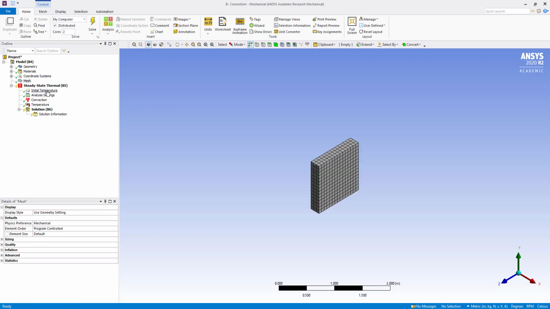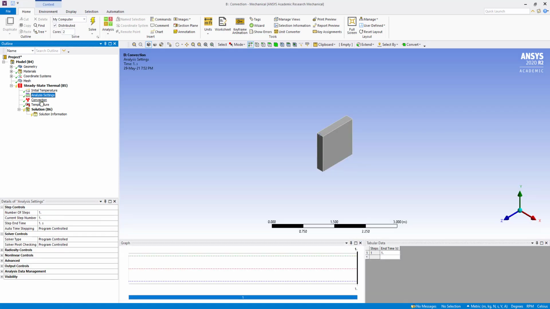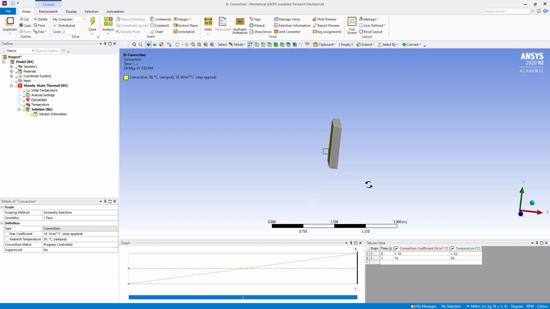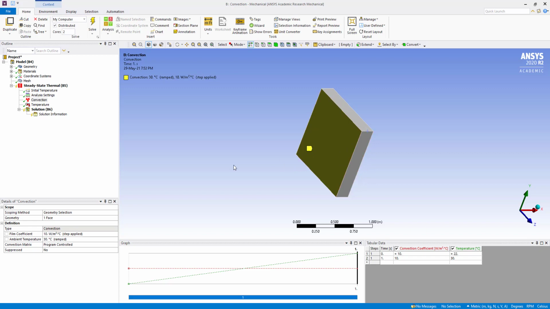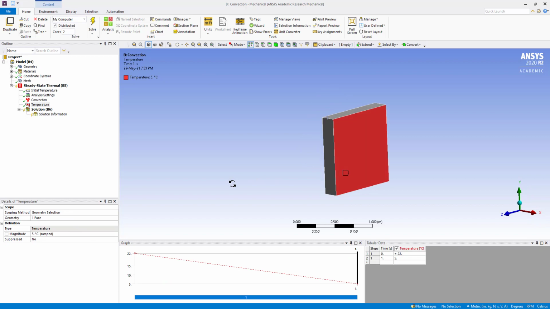Okay, now we can see here this convection. Convection is applied at this face. It has a film coefficient, that is H, 10 watt per meter square degree centigrade, and we have to enter this ambient temperature, that we have put here as 30 degrees. At the other face, temperature has been applied, that is 5 degrees centigrade.